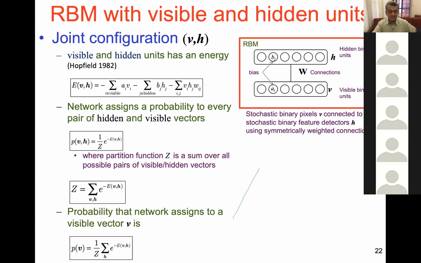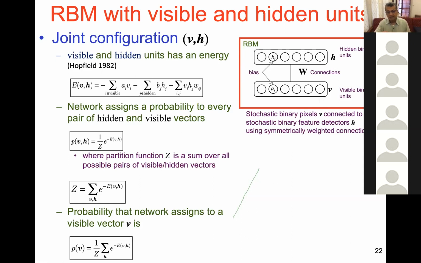That's a physicist's terminology, and it is the sum over all the possible values of V and H. That's what's going to make this intractable. All possible values of V and H is an enormous number of possibilities, which is what makes it an exponential computational complexity. Anyway, the probability that the network assigns to a visible vector V: supposing we ask, what is the probability associated with this image? I've got this one MNIST image. What is the probability of this one?